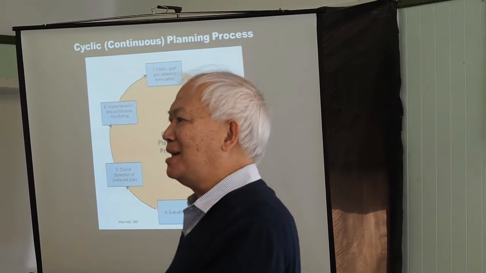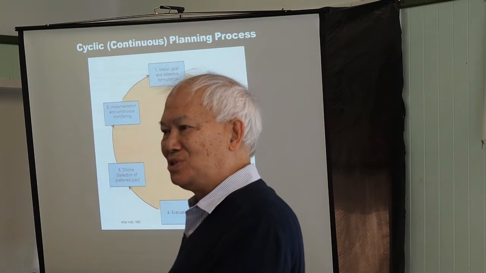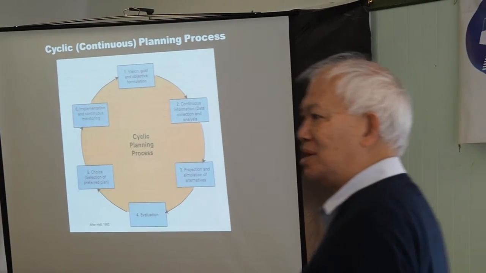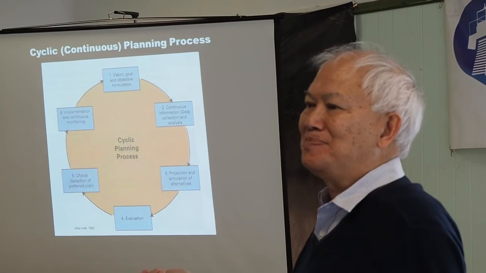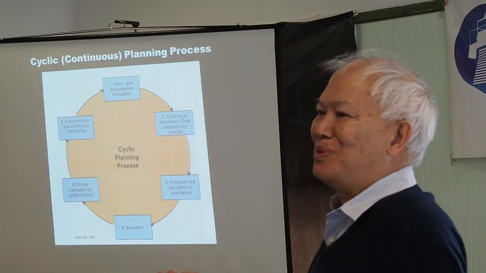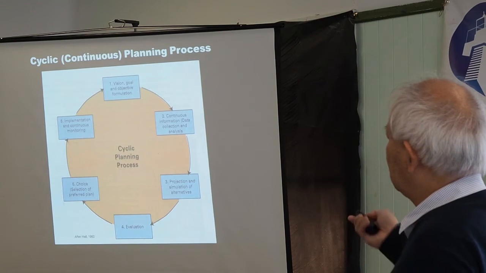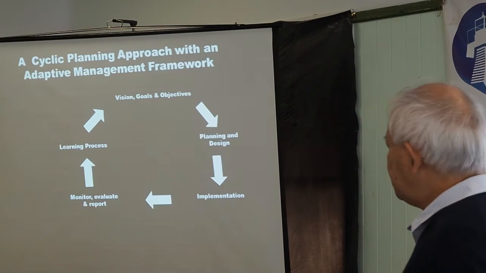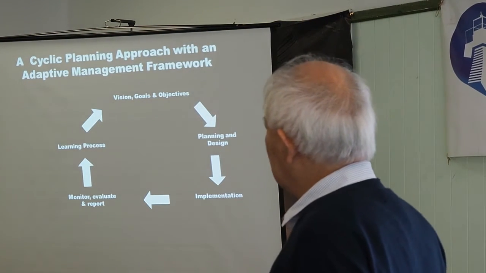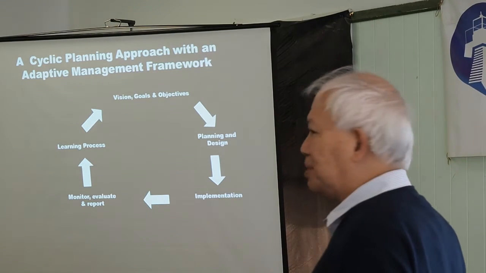The key to planning is proper implementation. Because what's the point of planning if you don't check to see whether it's achieving what it started out to achieve? It doesn't make sense. So we use a cyclic planning approach. And there it is there. But look at this. There's a learning process.